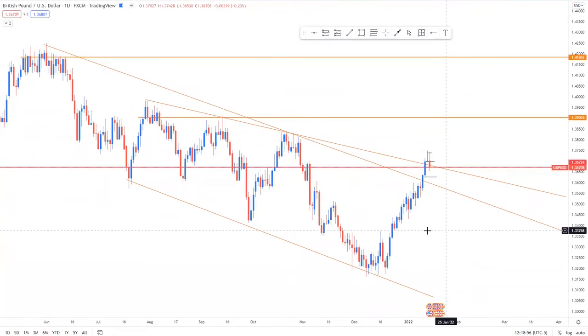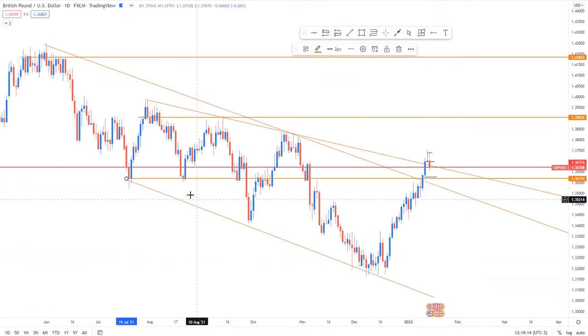So this trend line got rejected. We broke above, we came back below. This might be a false breakout here to trap the buyers. So now we have to think of a sell position as well, but where are we looking to sell?